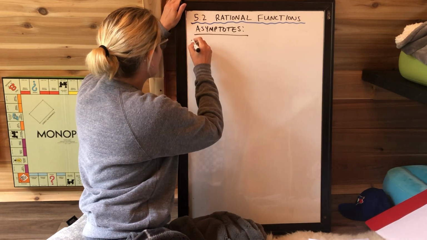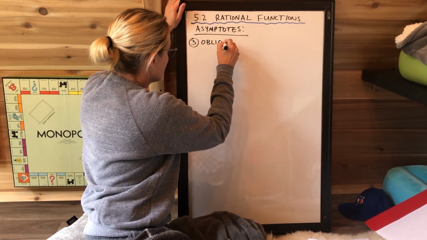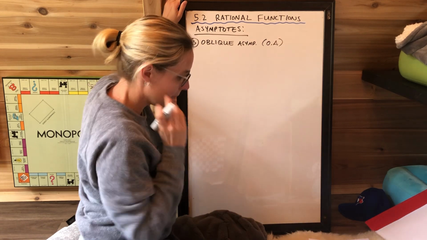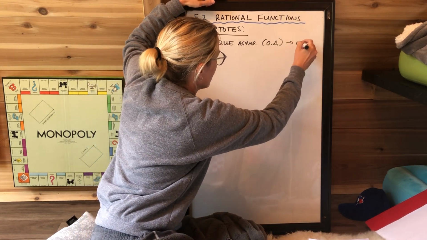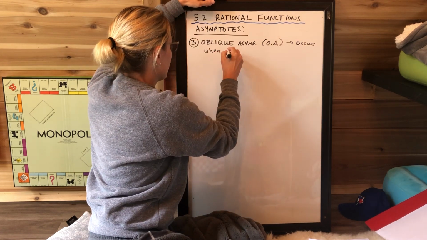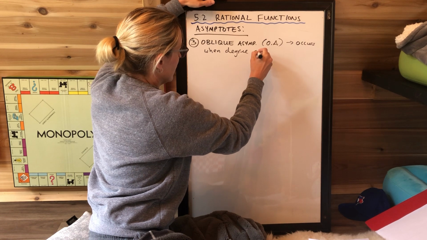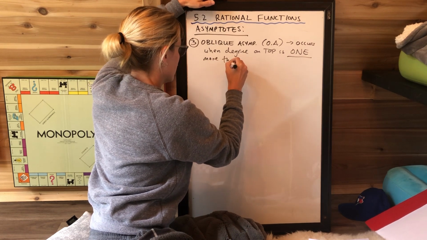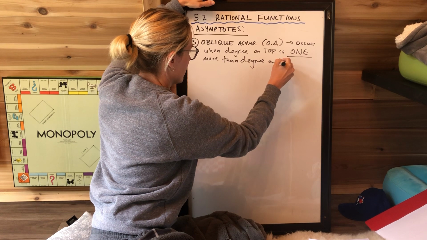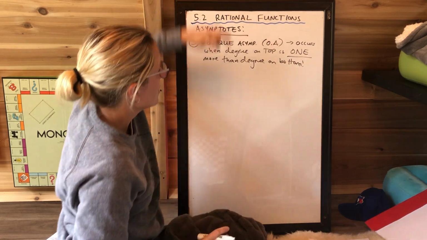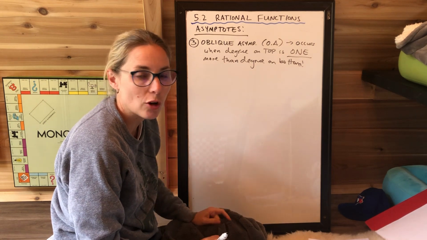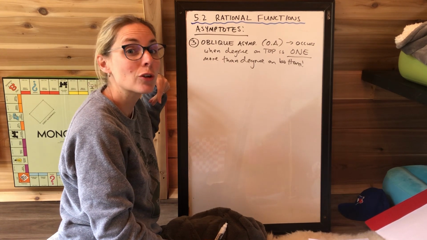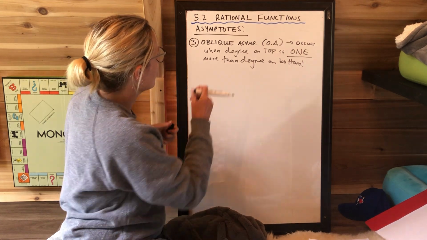The last one is called an oblique asymptote. I'm just going to call it OA. And this occurs in a special case scenario: when the degree on top is one more than the degree on the bottom. Okay, so if the degree in the numerator is one more than the degree in the denominator, this is an oblique asymptote. This is the case where we said, oh, what if the degree on the top is greater than the degree on the bottom? We said there's no vertical asymptote, or no horizontal asymptote, but there is something called an oblique asymptote.